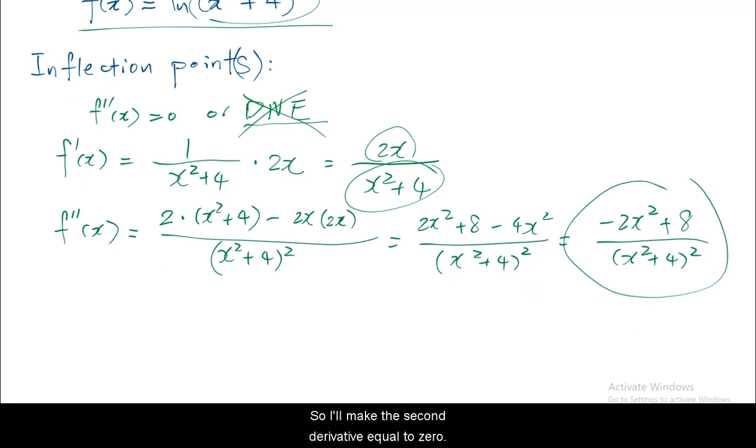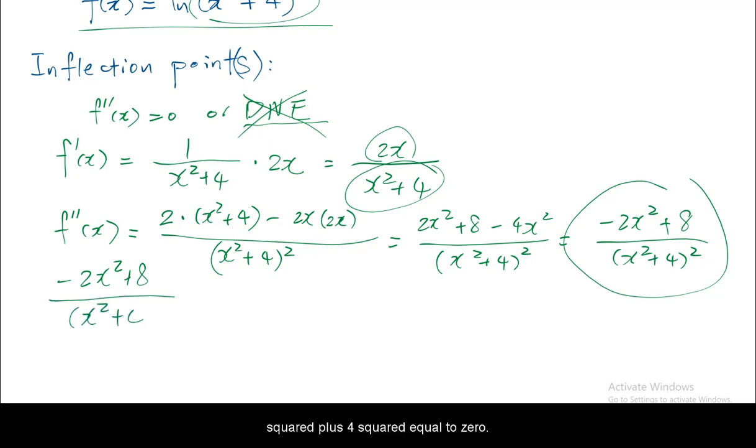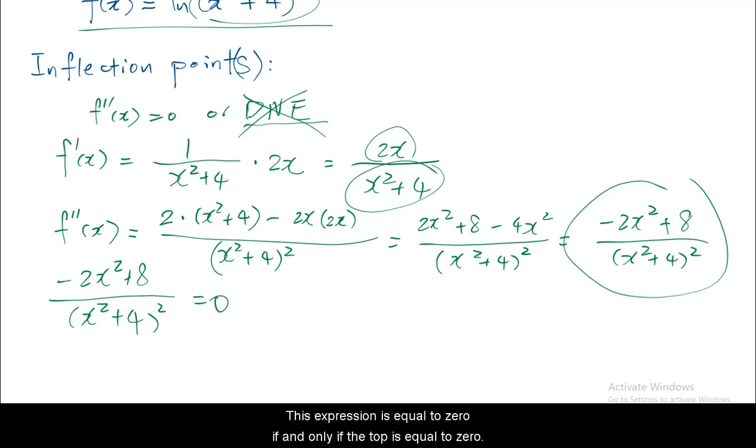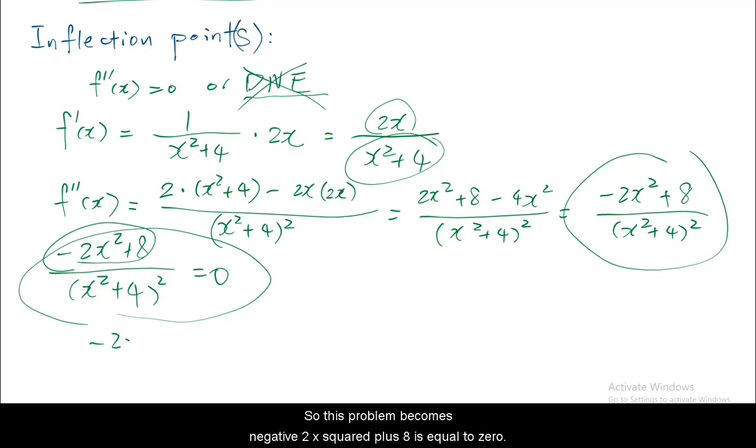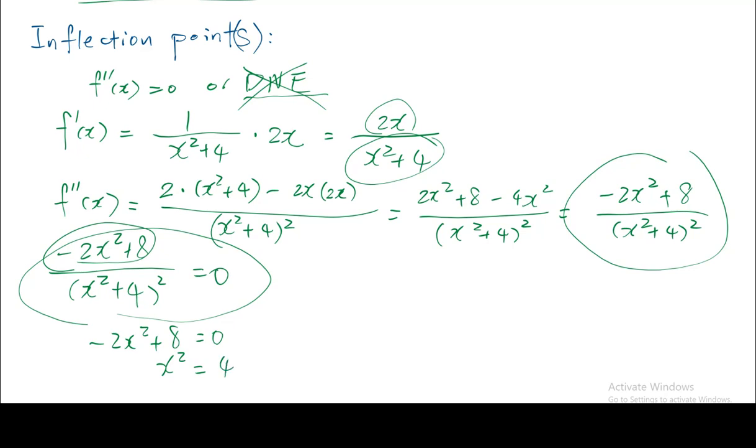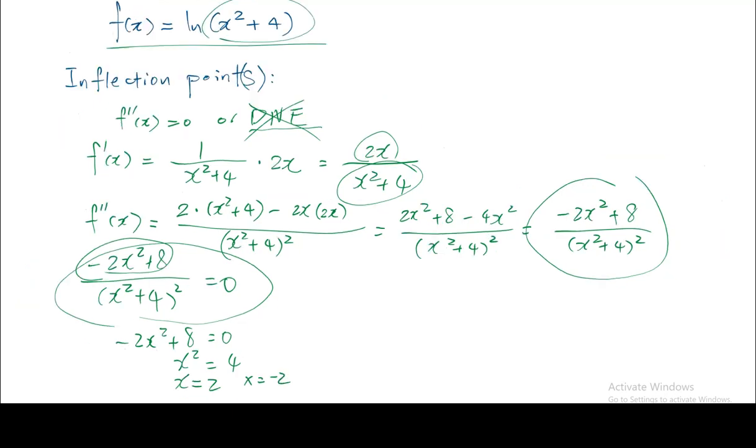So we'll make the second derivative equal to 0. So that is negative 2x squared plus 8 over x squared plus 4 squared equal to 0. This expression is equal to 0 if and only if the top is equal to 0. So this problem becomes negative 2x squared plus 8 is equal to 0. So x squared equals 4. We have two solutions. One is 2, one is negative 2. So we have two inflection points, one at 2, one at negative 2.